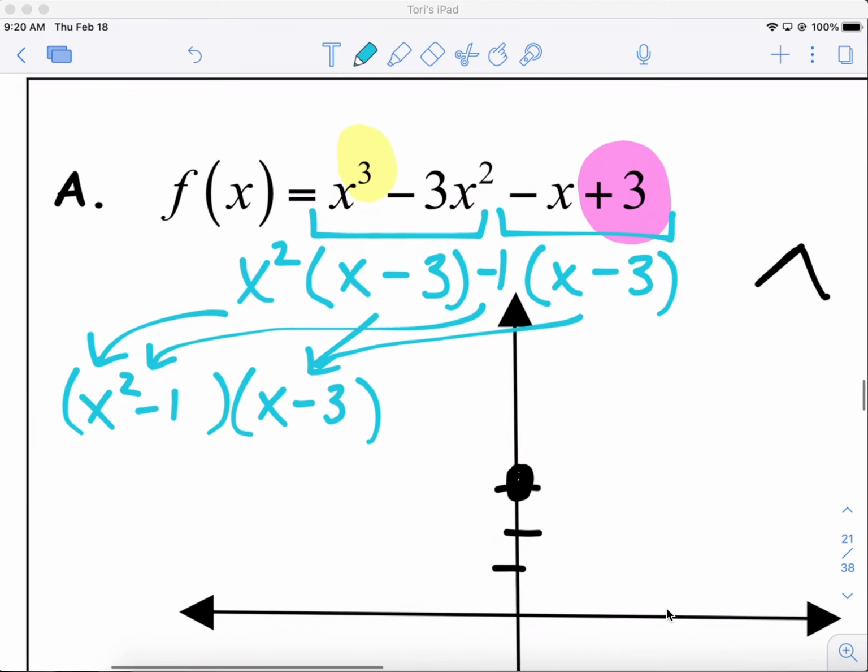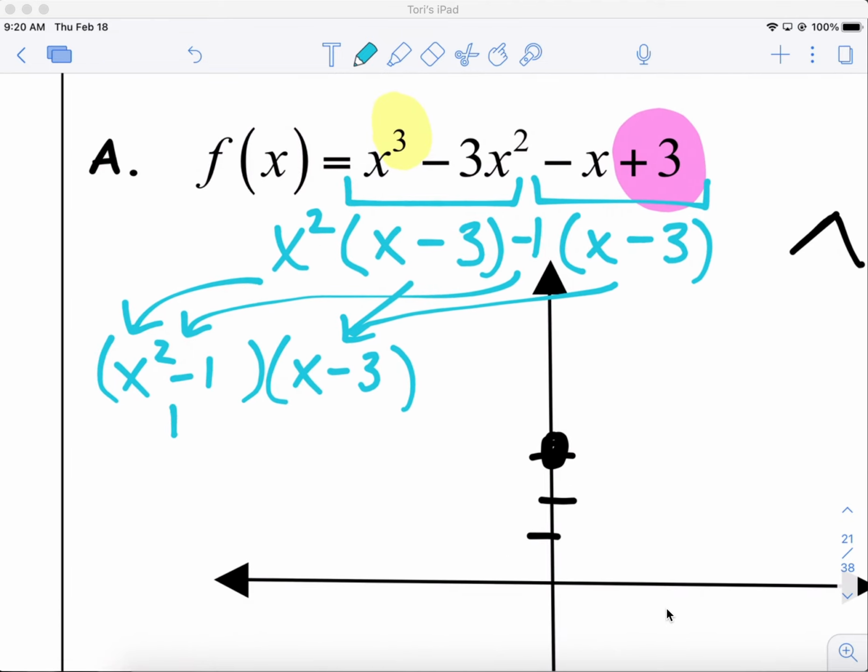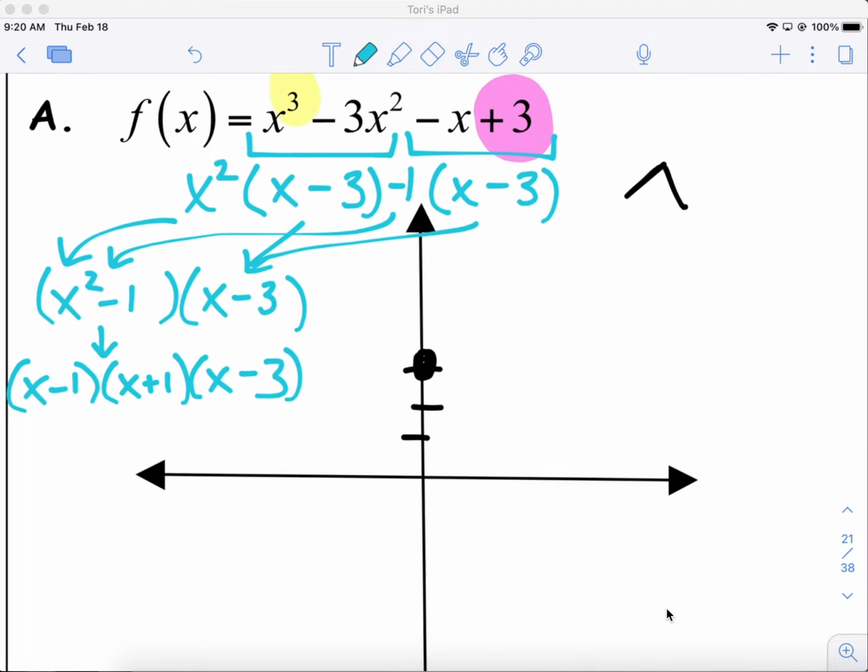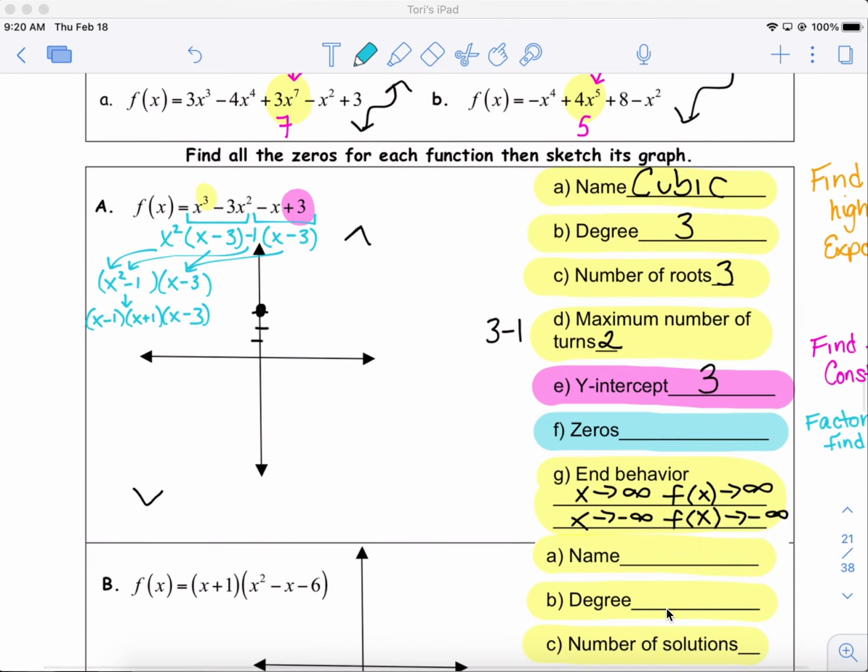It's just not all the way factored because this is a difference of squares, which means I can break it into x minus 1 and x plus 1. And then I would keep my x minus 3. Okay. All right. Looking at this, that matches us having 3 roots, right? It tells me I'm going to have 3 different ones.